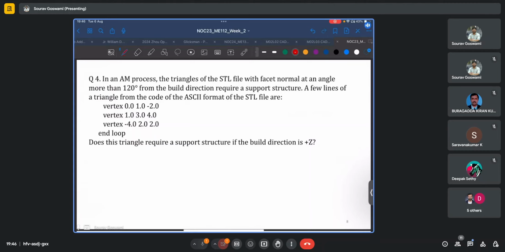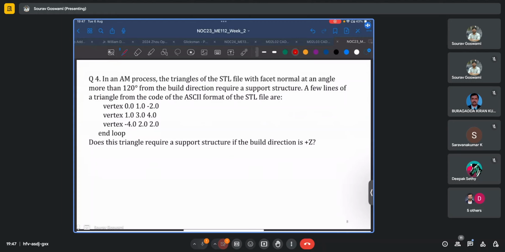In the fourth question, we are given that in an AM process, the triangles of the STL file with facet normal at an angle more than 120 degrees from the build direction require a support structure. A few lines of a triangle from this code of the ASCII format are given here. Does this triangle require a support structure if the build direction is positive z?